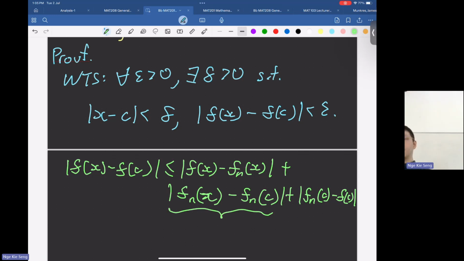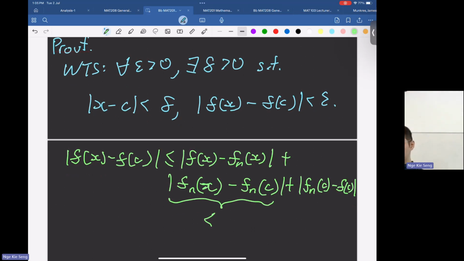But why do I want to introduce this kind of inequality? What do we know about f_n? f_n is continuous at c, meaning there exists a delta such that this middle term is less than epsilon over 3. How about the third term, f_n(c) minus f(c)? f_n converges uniformly, so you can also make this less than epsilon over 3. There exists an N such that this is true.